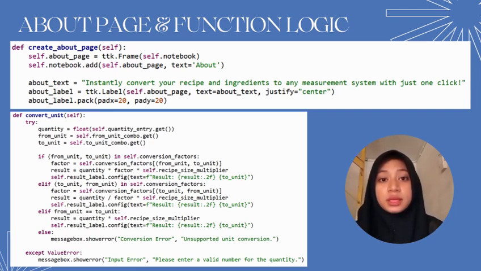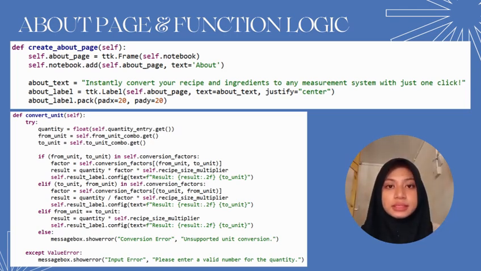Next, we have to display the text in a label. We use the ttk.Label to display the about text inside the frame. The text is centered using the justify equals center argument and padding pady equals 20 to ensure proper spacing to improve readability. Next, let's move on to the unit conversion function.